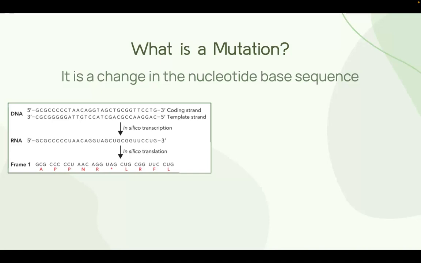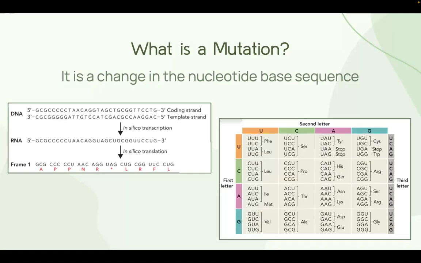As you can see in this diagram, if a cell is building a protein, it starts with DNA that is transcribed into RNA and then translated into amino acids, which will create the protein. When RNA is translated into amino acids, it is grouped into 3 nucleotide bases, which is called a codon, as you can see in this other diagram.